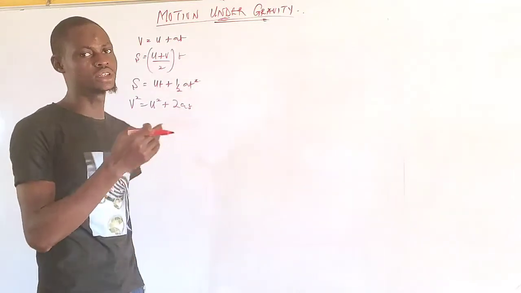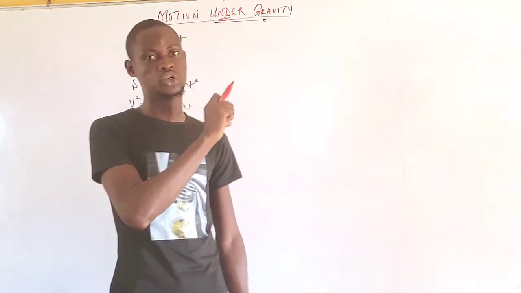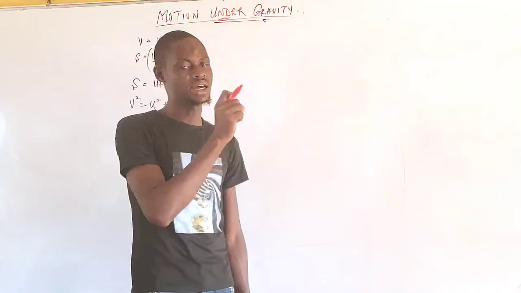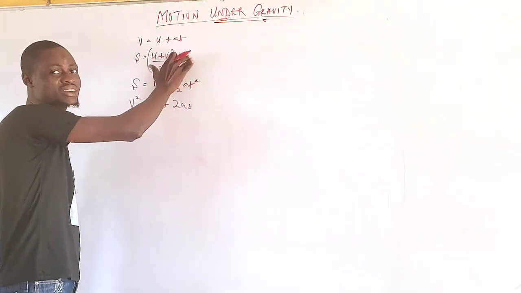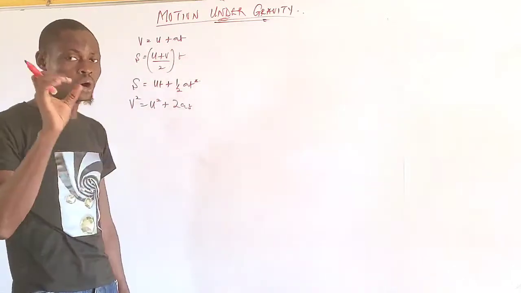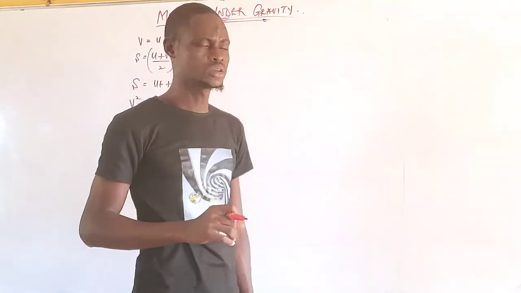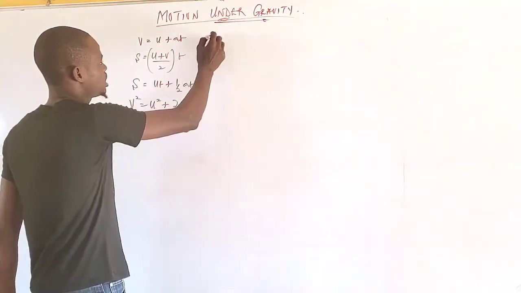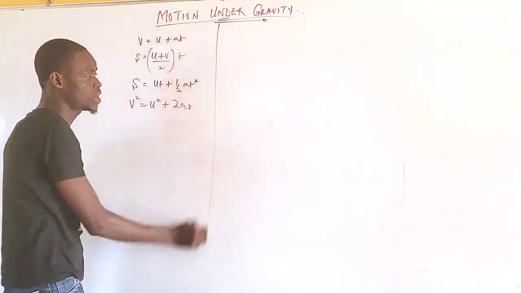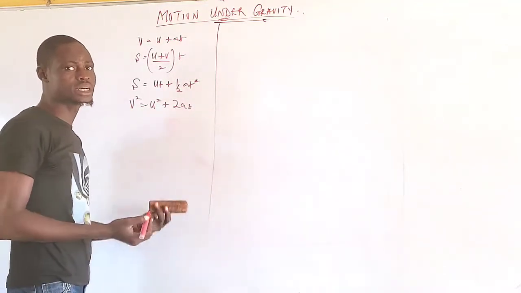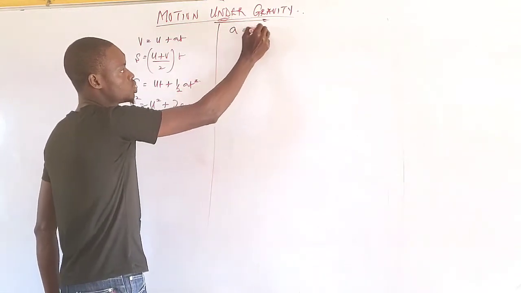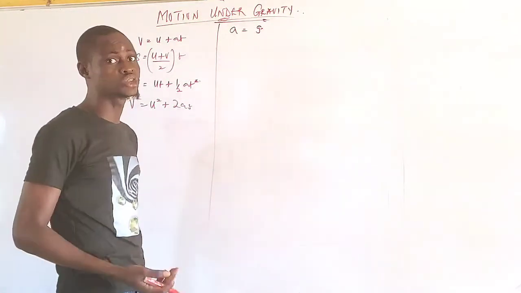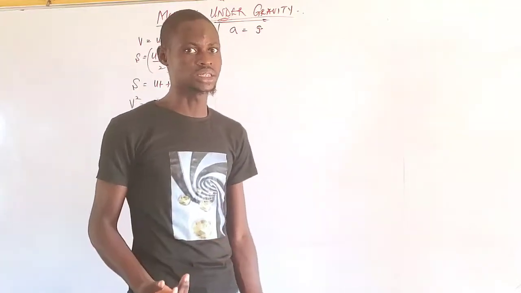If you don't really get this, you can return to my video on uniform acceleration, whereby I explain how we can use these equations, the secret behind using these equations, one by one in a question. Now today, if you are talking about motion under gravity, without wasting much of our time, what we want to look at here is that we are assuming that our acceleration is now equal to the acceleration due to gravity, which is constant.